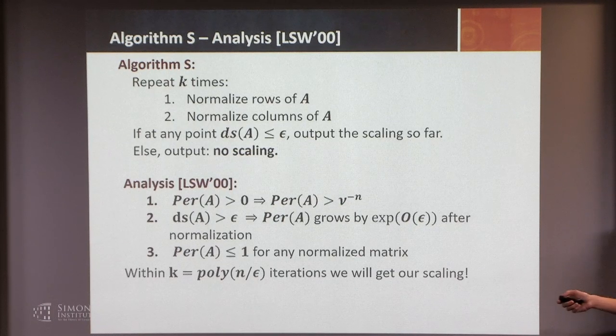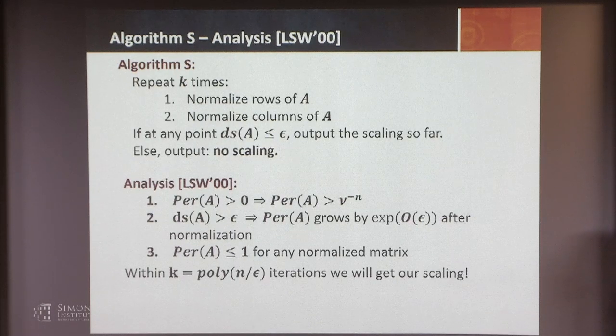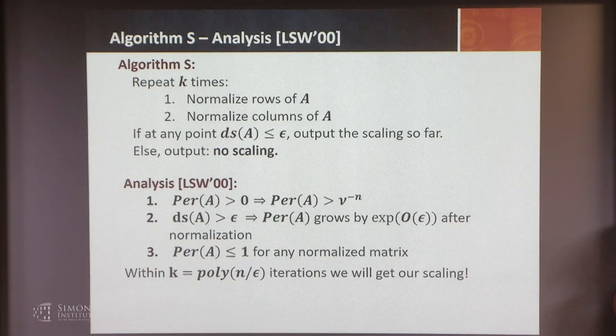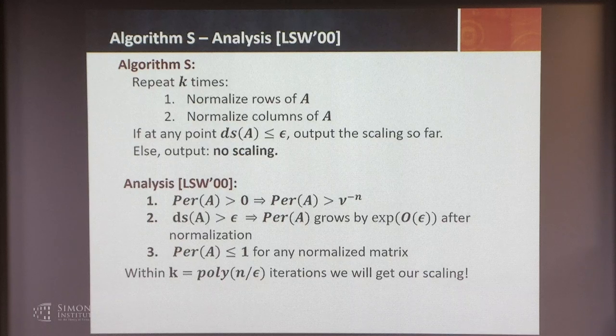Now, if I'm far from being doubly stochastic, then they show that when you normalize the rows or the columns, the permanent of my scaled matrix will increase by a factor of e to the epsilon. And we know that the permanent is less than or equal to 1 for any normalized matrix, because the permanent is at most the product of the row sums. Therefore, I can just choose k to be polynomial in n over epsilon, and this will suffice. So it decides whether a matrix can be scaled to doubly stochastic or not.